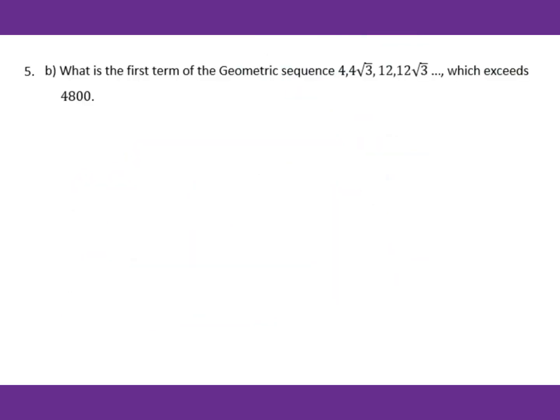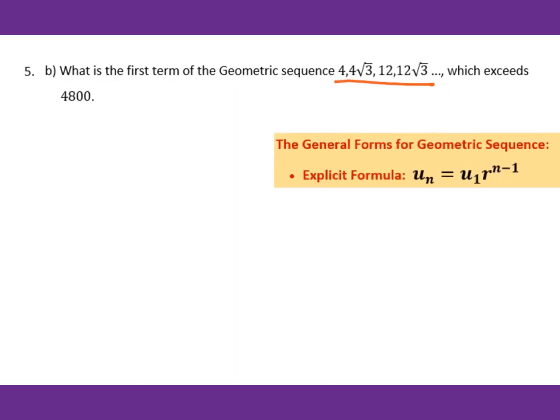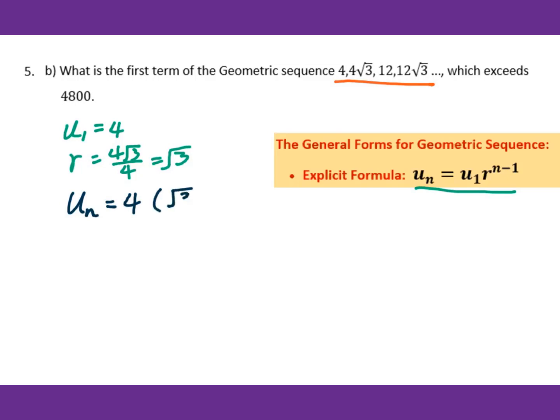This will be the general form. For number five, what's the first term of a geometric sequence which exceeds 1400? First of all, we need to work out the general form. We are given u sub 1 equals 4, and r equals 4 square root of 3 over 4, that's the square root of 3. Therefore, we have u sub n equals 4 times square root of 3 to the n minus 1 power.